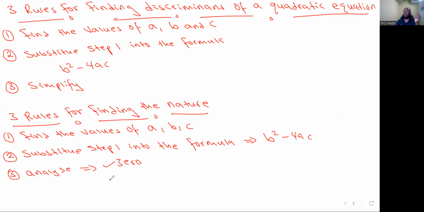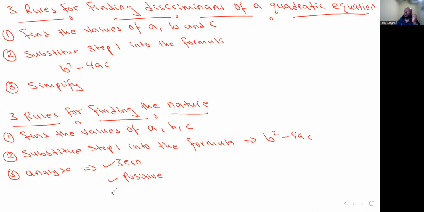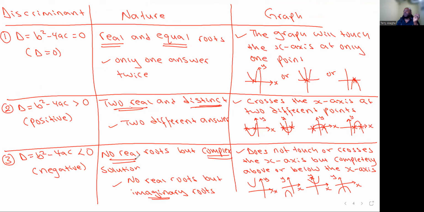If you solve it and your answer is positive, what does that mean? It means that it's 2 real and distinct roots. And when you draw the graph, it's going to cross the x-axis at 2 different points. And also when you substitute and your answer is negative, it means that there's no real root, but complex solutions, and the graph is going to be completely above or below the x-axis.